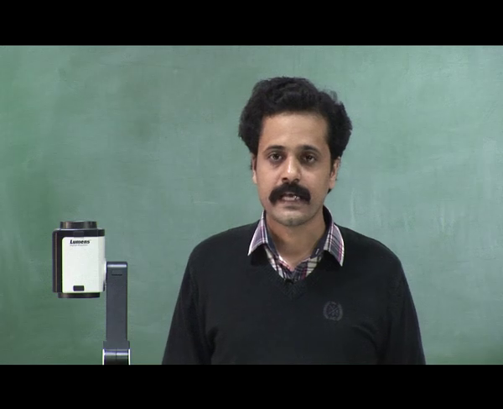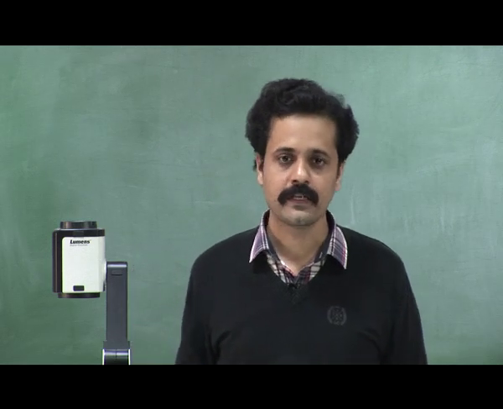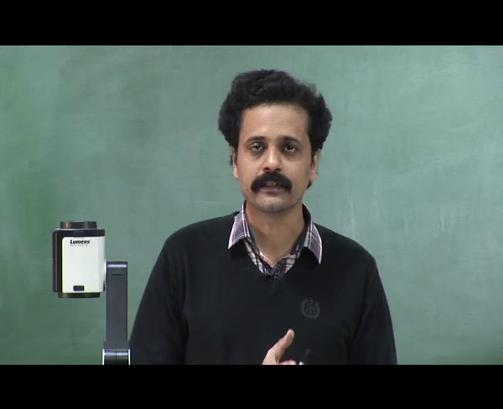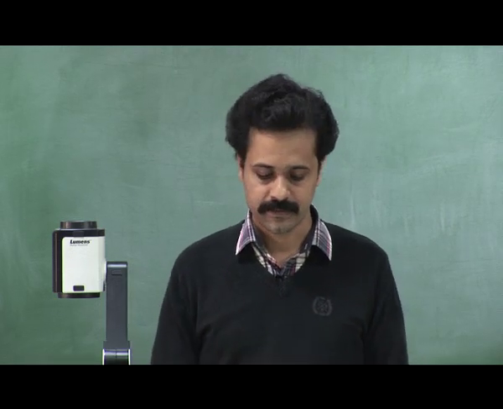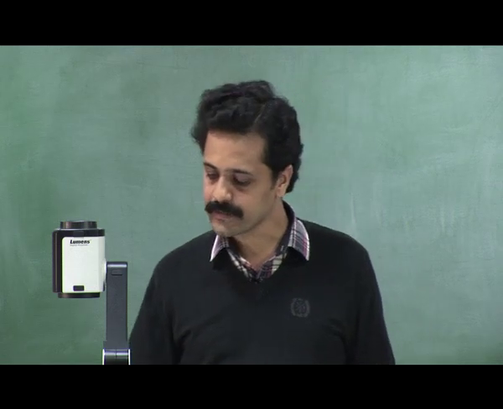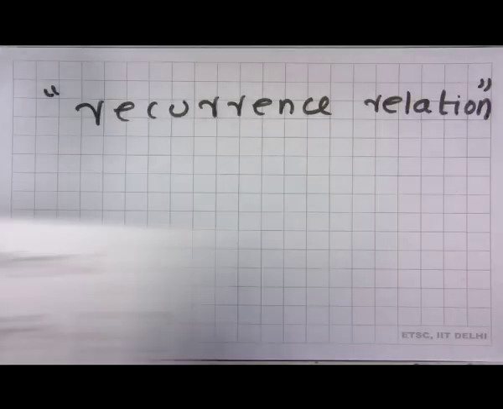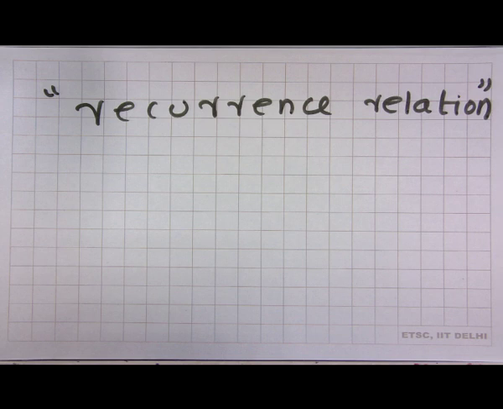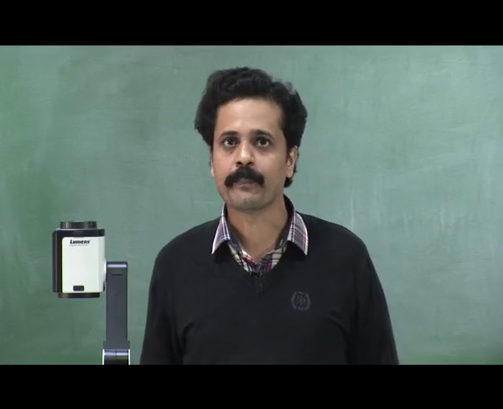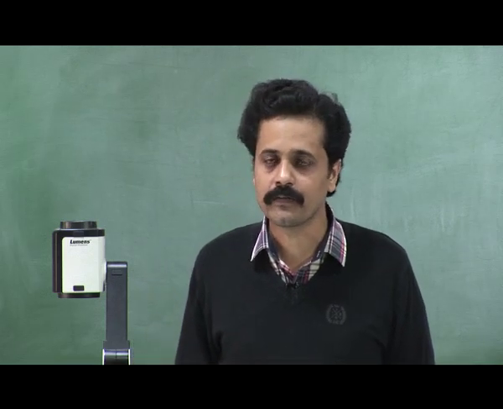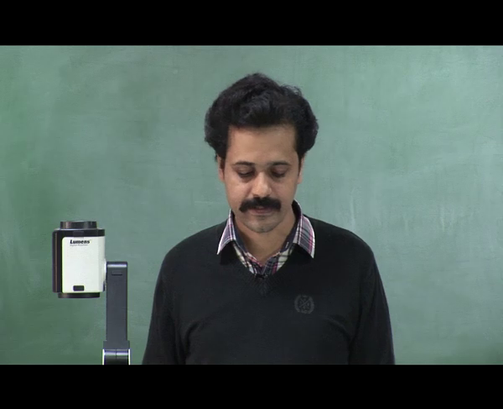To sum up, a sequence can either be described with the help of a function which provides the nth term in terms of n. It can be listed like this inside the set notation, or in some specific problems it will be easier to describe a particular term in terms of the previous terms, and that is called recurrence relation.